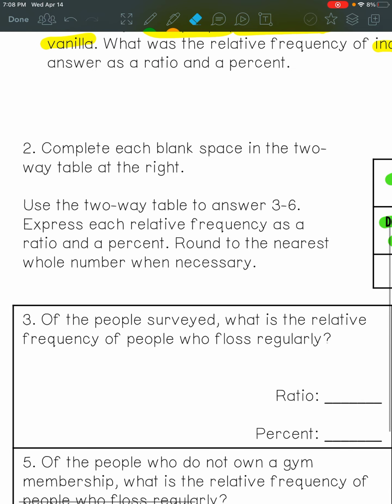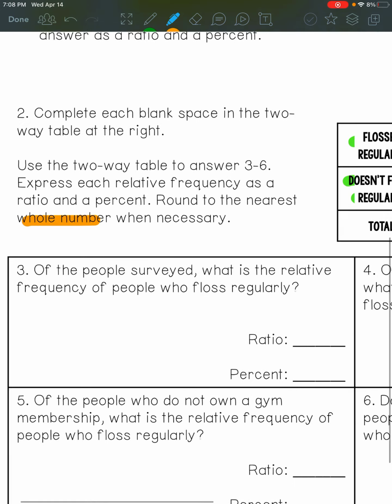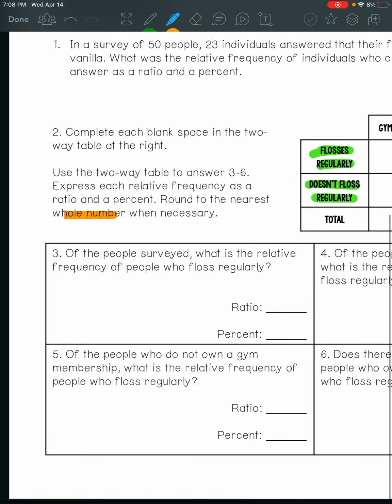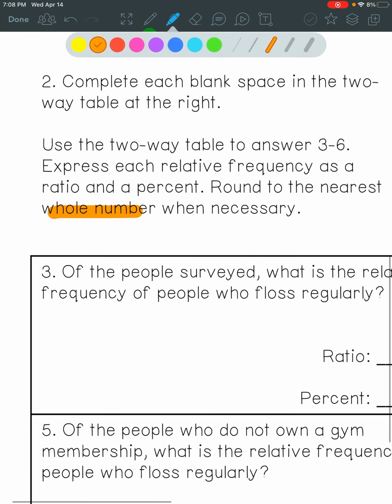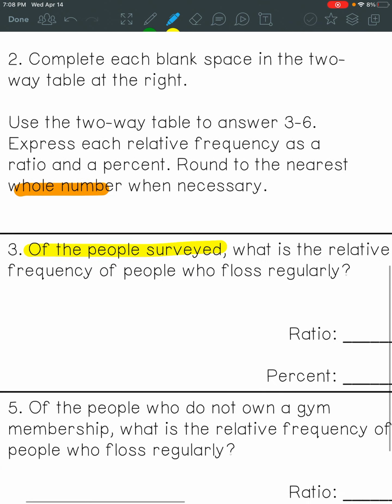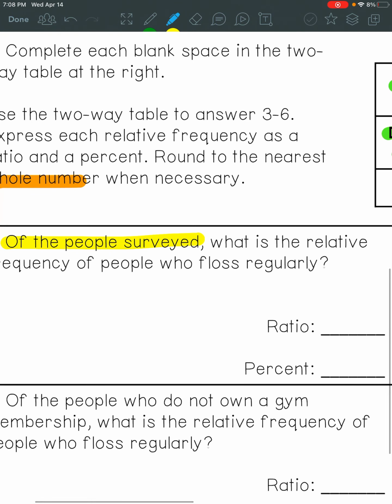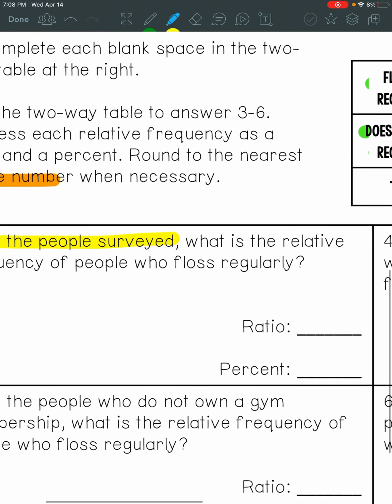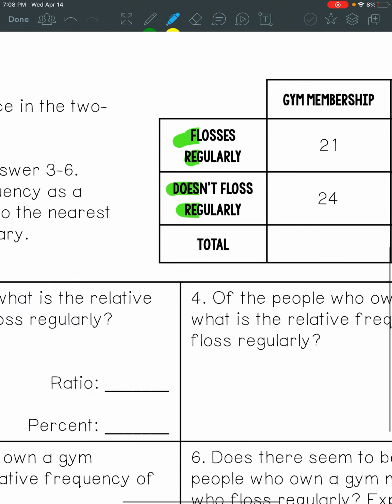It does say round to the nearest whole number when necessary. So of the people surveyed, there is that key phrase that I was telling you about where you've got to pay attention to: are we doing the overall total or are we doing one of the row or column totals? So of the people surveyed, all of them, what is the relative frequency of people who floss regularly?